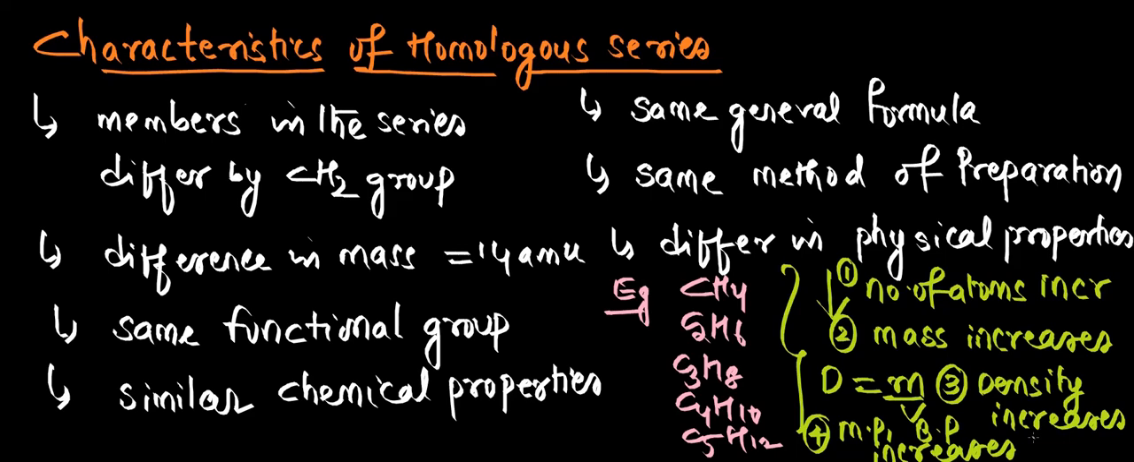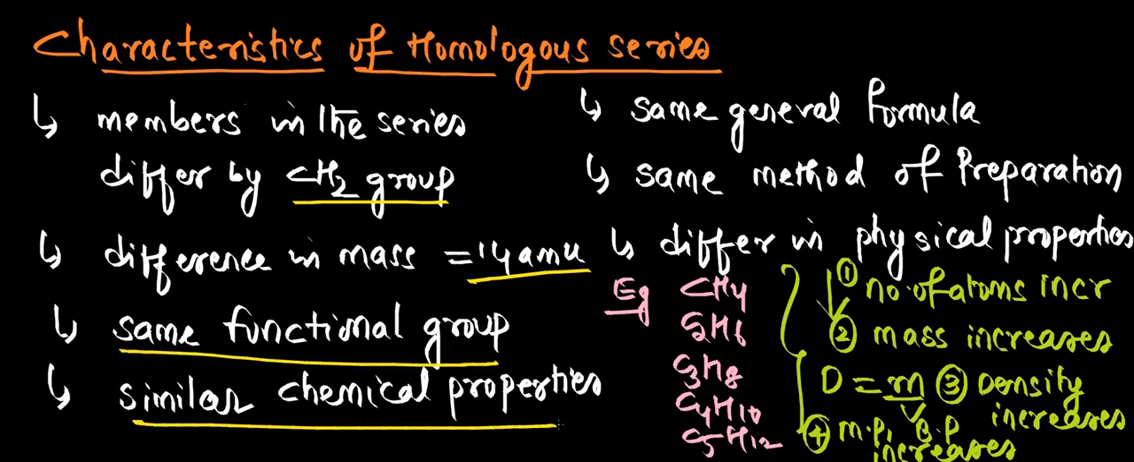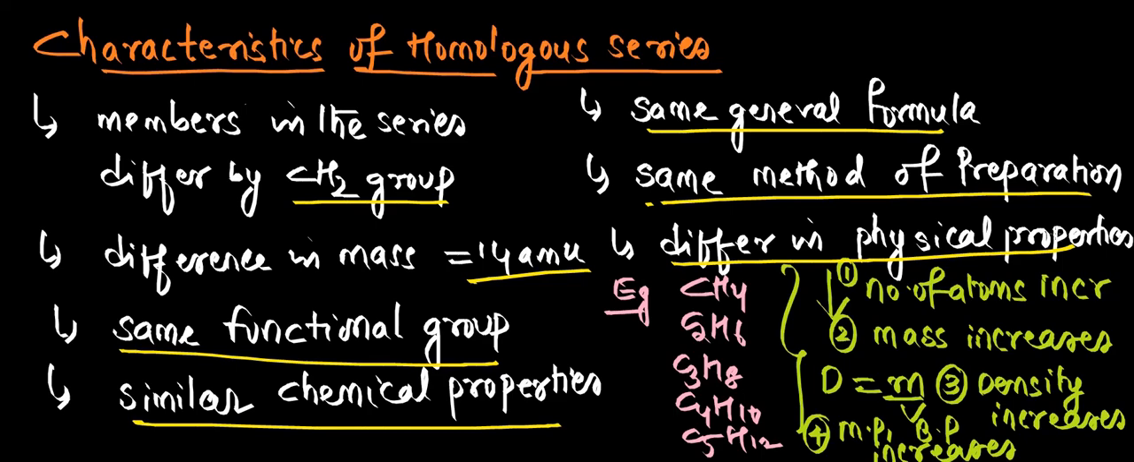So this is all about homologous series. They differ by CH2 group, that is by a mass of 14 AMU. They have the same functional group, similar chemical properties, same general formula, same method of preparation, but they differ in physical properties. So I hope you have understood this.